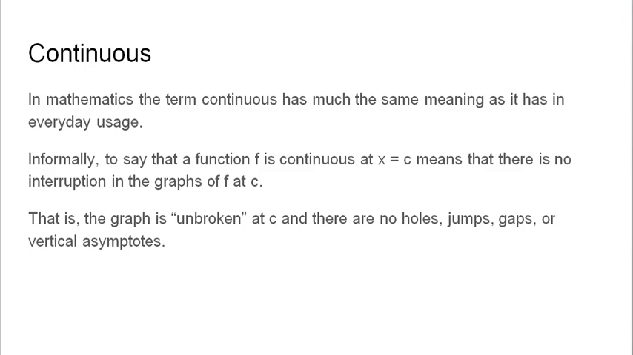All right, first, in mathematics, the term continuous has much the same meaning as it has in everyday language. Informally, to say that a function is continuous at x equals c means there are no interruptions of the graph at c. So that is basically saying that the graph is unbroken at c. No holes, no jumps, no gaps, no vertical asymptotes.